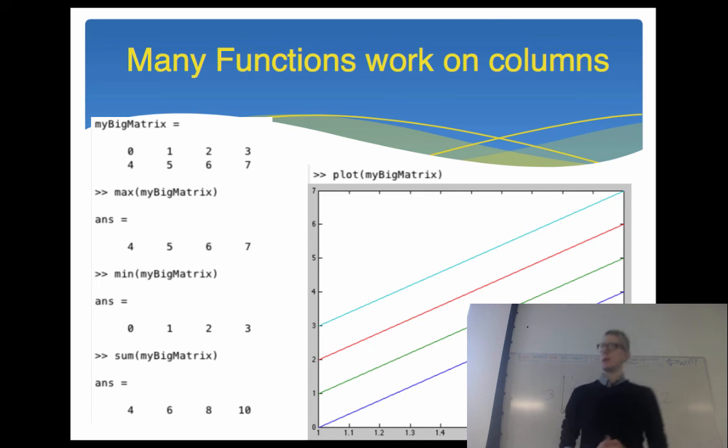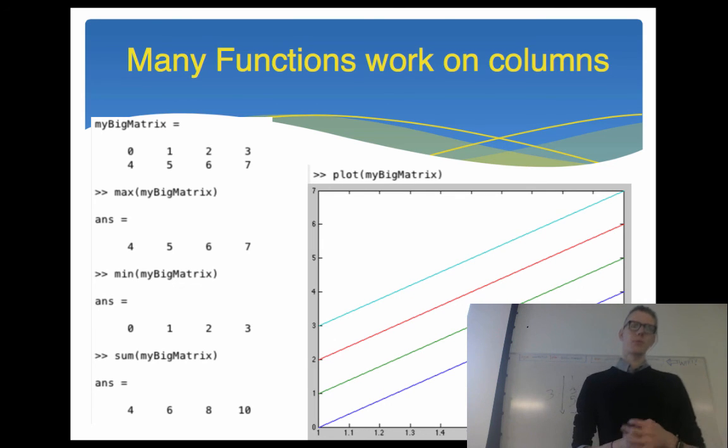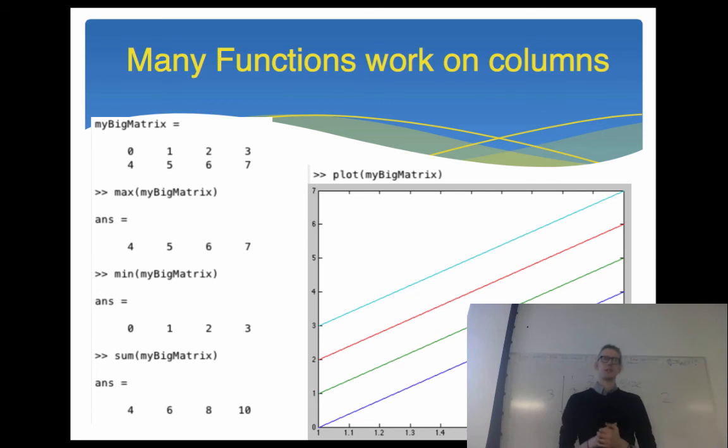The same for min. It's going to take the minimum element of each column, and we see 0, 1, 2, 3. Even the sum command is going to take the sum of each column. So the first element of the sum is going to be 0 plus 4, which is 4, 1 plus 5 is 6, 2 plus 6 is 8, etc., etc. So max, min, and sum all work column-wise in your data.